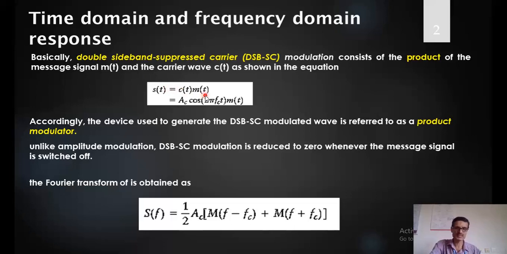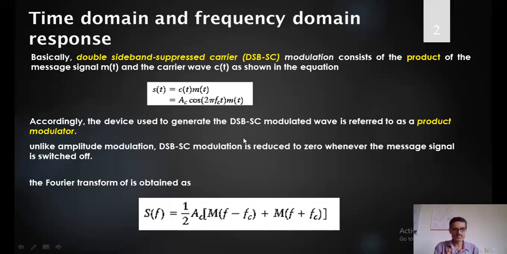When I substitute the carrier C of t, what I get is Ac cos 2 pi fc t into M of t, where M of t is the instantaneous amplitude of the message signal. That means to generate this DSB-SC signal, we have to use something called a product modulator, or in other words, a simple analog multiplier, to get the double sideband suppressed carrier signal.